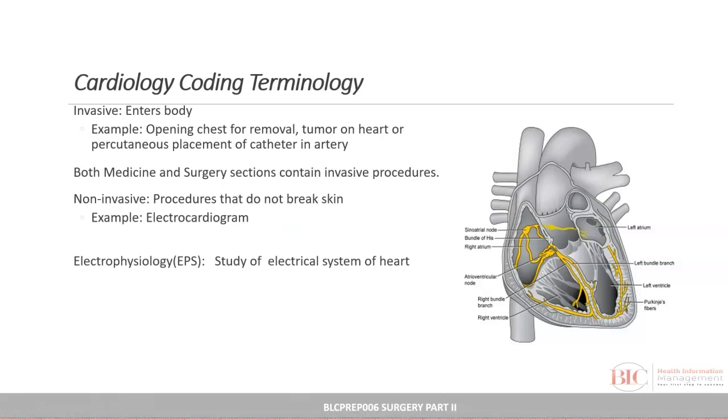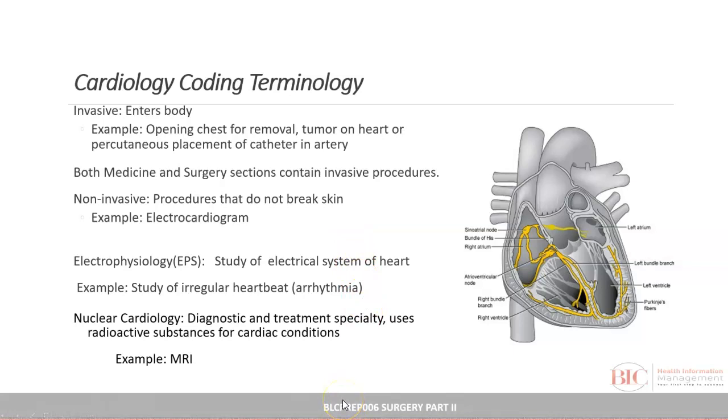And the electrophysiology, EPS, is the study of the electrical system of the heart. They have separate EPS departments that do these types of studies. So you may have a cardiologist, and then you may have an EPS department, and they do code separately. When they're doing a study of the electrical system of the heart, an example may be the study of an irregular heartbeat or arrhythmia. Nuclear cardiology, these are diagnostic and treatment specialties where they use radioactive substances for cardiac conditions, an example like an MRI.